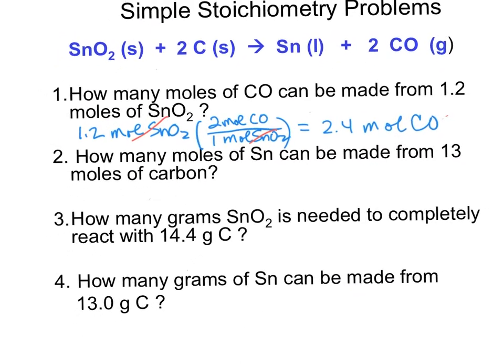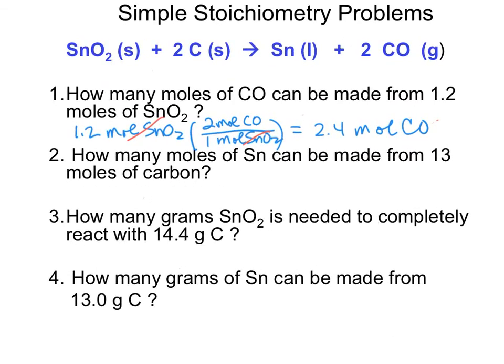All right, for the second one, how many moles of tin can be made from 13 moles of carbon? Let's see, we have 13 moles of carbon. How many moles of tin can be made? So you can see the tin is half the value of the carbon. So this is going to end up being divided by 2 to give you the moles of tin. So it should turn out to be 6.5.